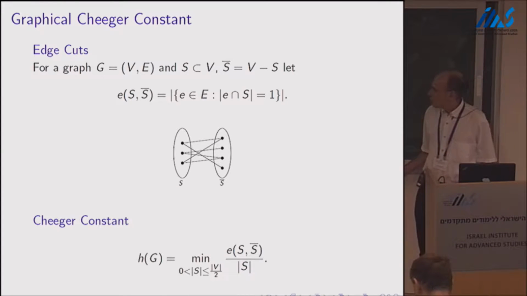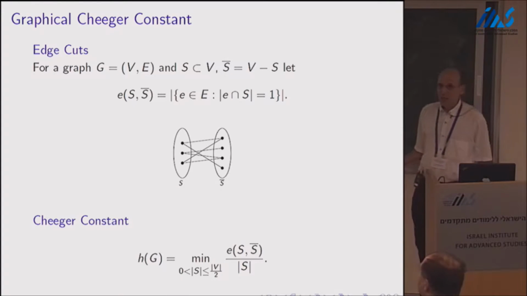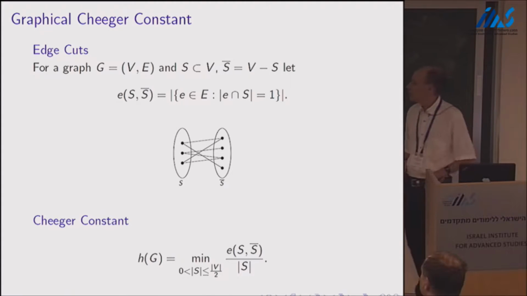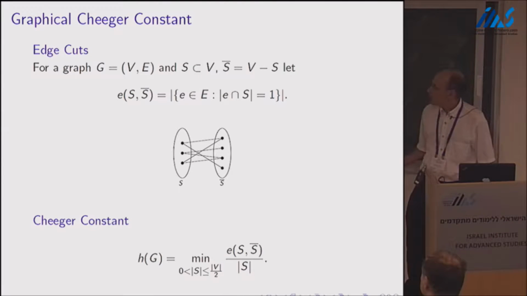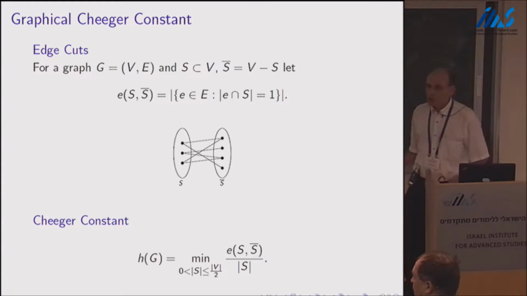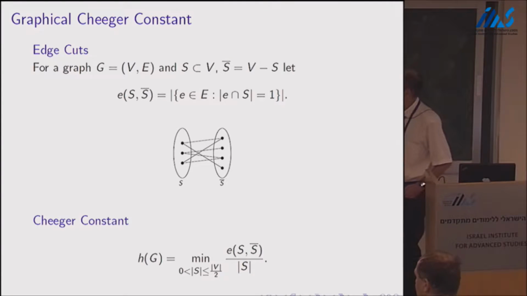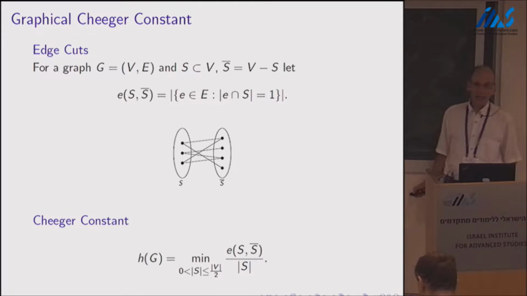Okay, so clearly, if the graph is disconnected, then h(G) will be 0. Just take the two connected components. The E of S, S complement, will be 0. And if the graph is connected, this will be positive, and the larger this is, the more connected the graph is. So in a sense, h(G) is a measure of the connectedness of the graph.